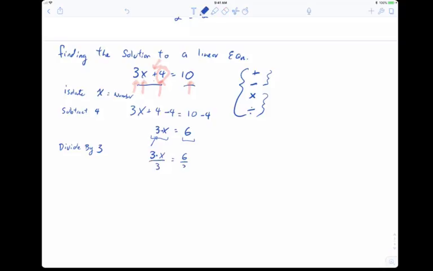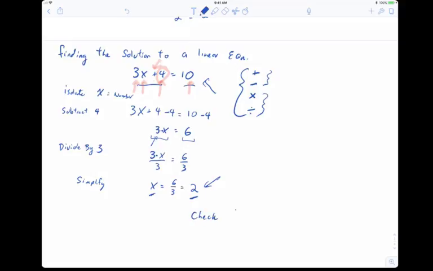6 over 3. And now I'm going to simplify. The 3's cancel out, and I get 6 over 3 is equal to 2. So x is equal to 2. And the nice thing about this is because I've done the same operation on both sides all the way down, this solution to this equation must be the same solution to this one. That's the argument.